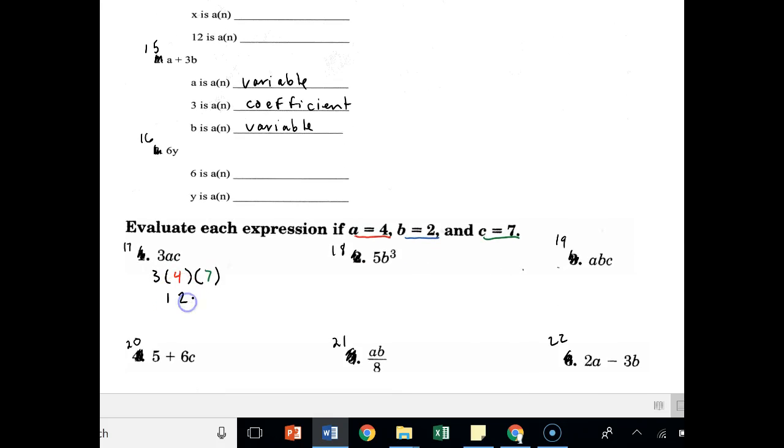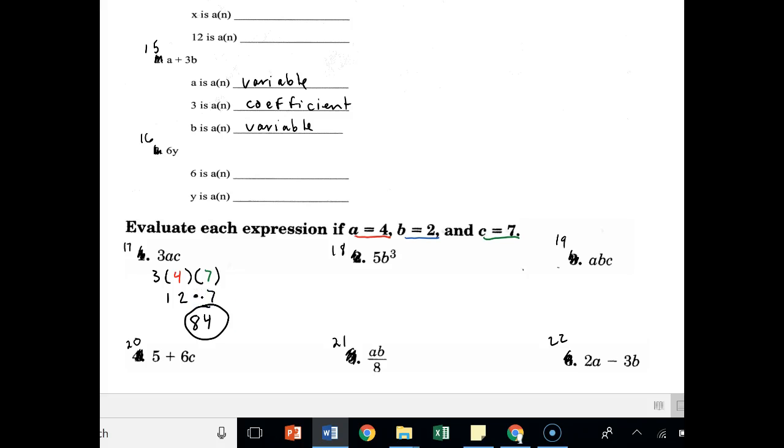12. And then 12 times 7 is 84. So write down 84 and then make sure you circle your answer, please. 84.